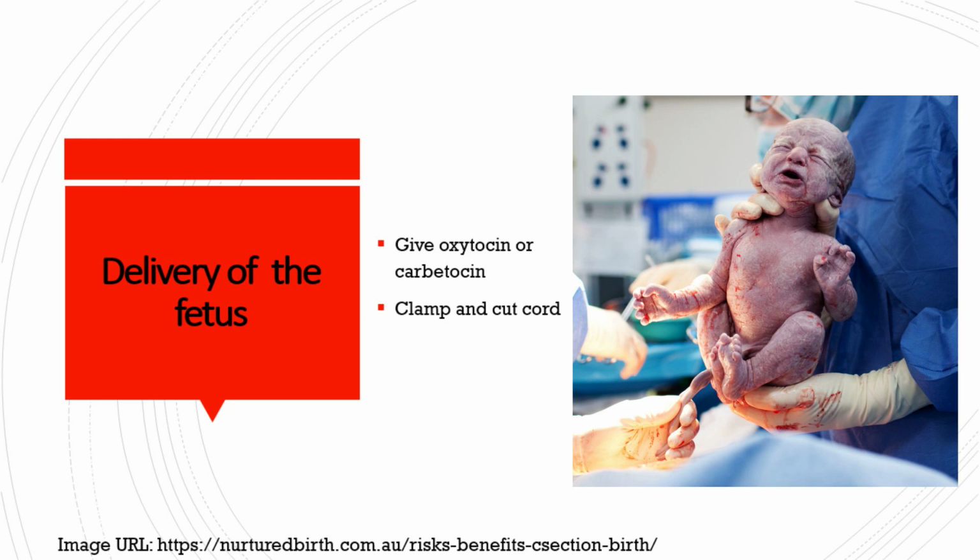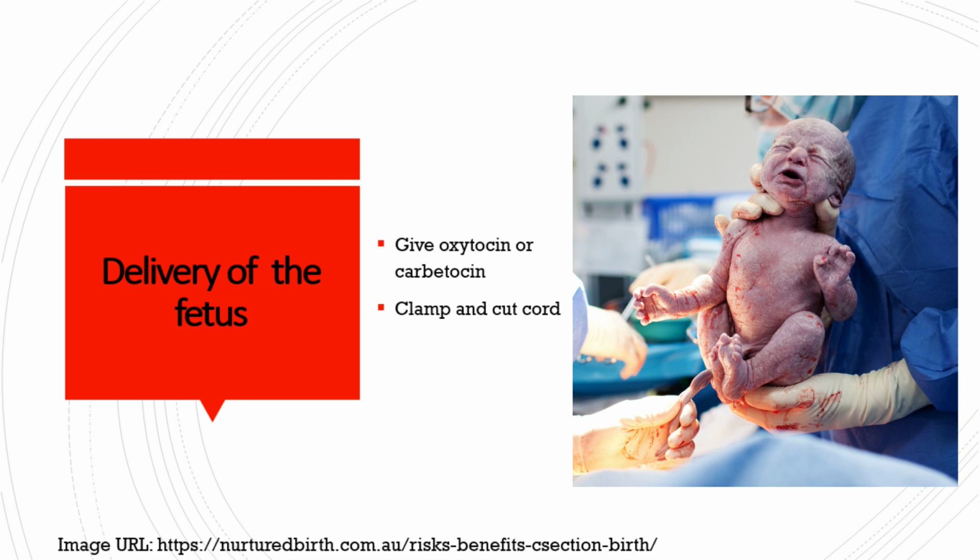After the fetus has been delivered, it is standard practice to administer oxytocin intravenously. Oxytocin is a hormone that plays a crucial role in stimulating uterine contractions. Administering oxytocin helps the uterus contract effectively, which is vital for expelling the placenta and reducing the risk of postpartum hemorrhage. Some centers may have access to a stronger, synthetic version called carbetocin.